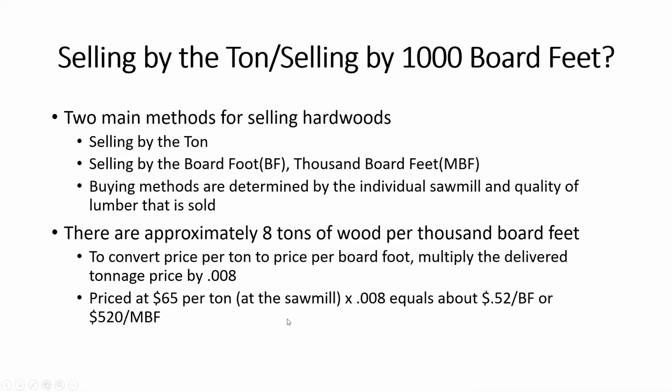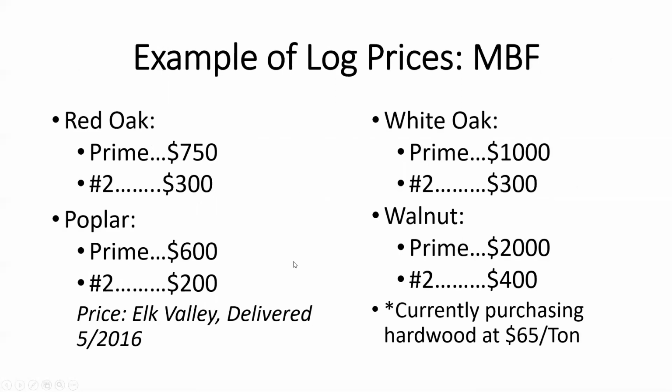I'm going to show you how that works here. The prices I have are from the same operation, but the price per 1,000 board feet was from 4 years ago. You can see some of the prime oak was running around $1,000 per 1,000 board feet. If they're buying logs, the second grade is all the way down to $300. So you can see there's a big movement within that price zone.